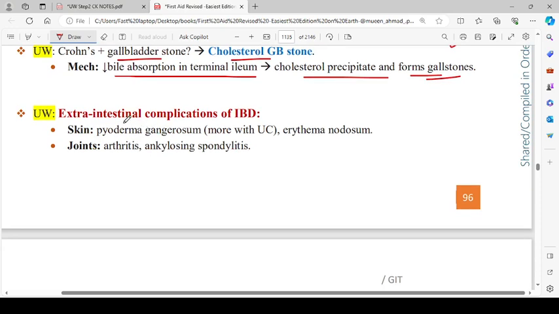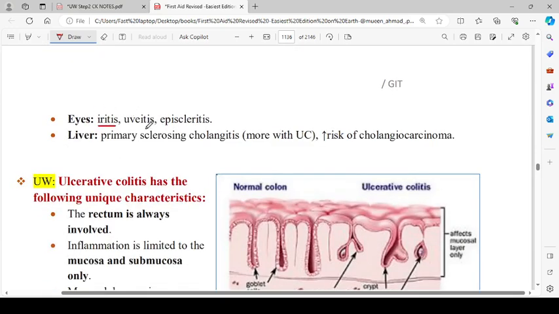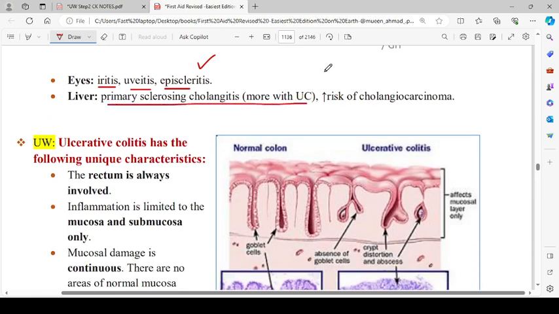Another point is extra-intestinal complication of the inflammatory bowel disease. In the skin, it causes pyoderma gangrenosum, more with ulcerative colitis, and erythema nodosum. And in the joints, arthritis and ankylosing spondylitis is common. In the eyes, we can find iritis, uveitis, and episcleritis. In the liver, primary sclerosing cholangitis more common with ulcerative colitis, and there is also a risk of cholangiocarcinoma.